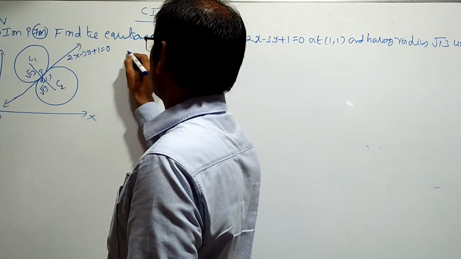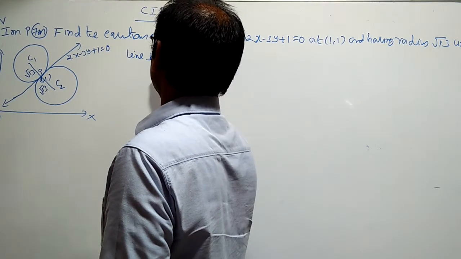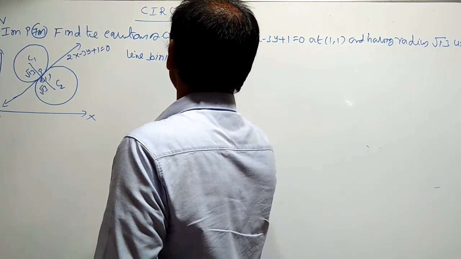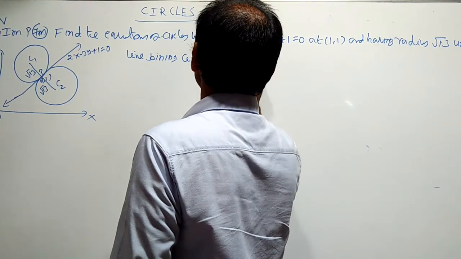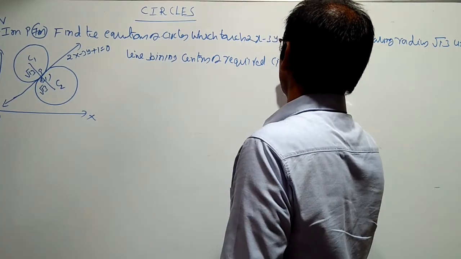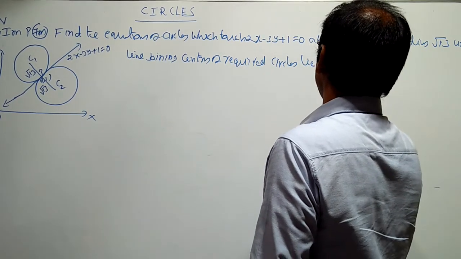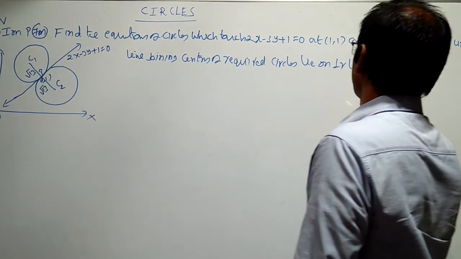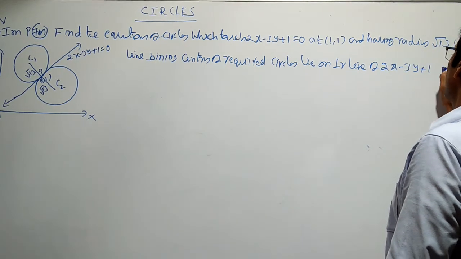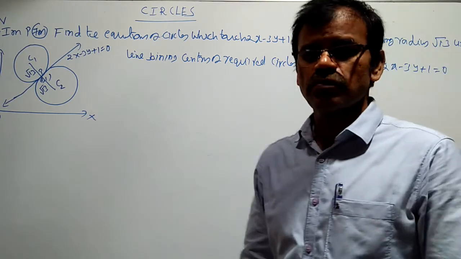Therefore, you can write now: line joining centers of required circles lie on the perpendicular line of 2x minus 3y plus 1 equal to 0. So what is the perpendicular line of 2x minus 3y plus 1 equal to 0?